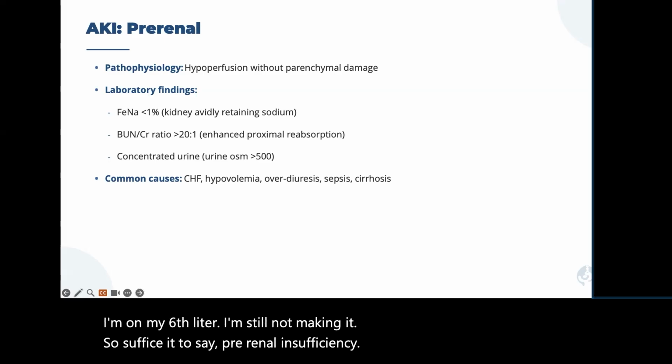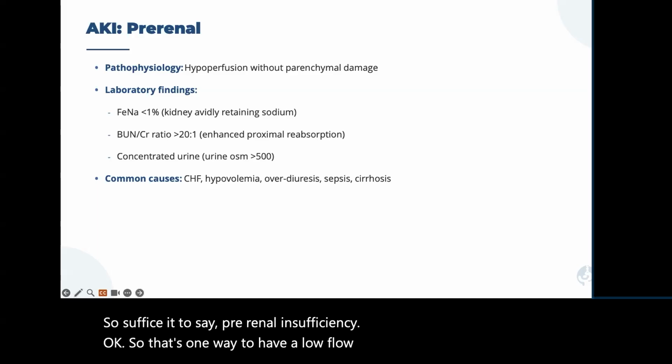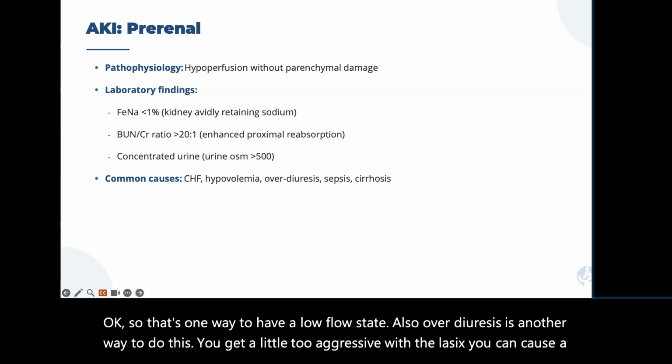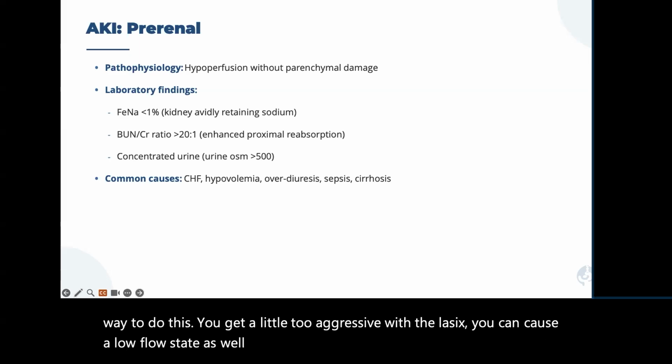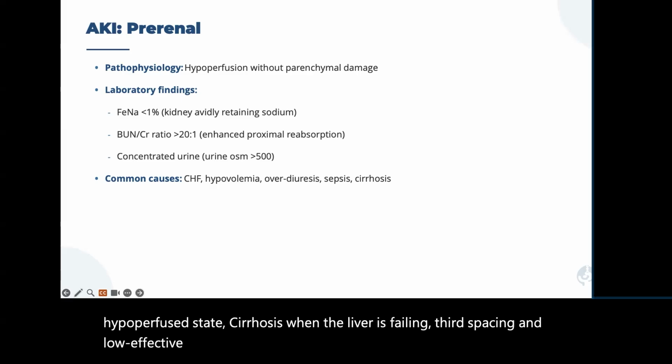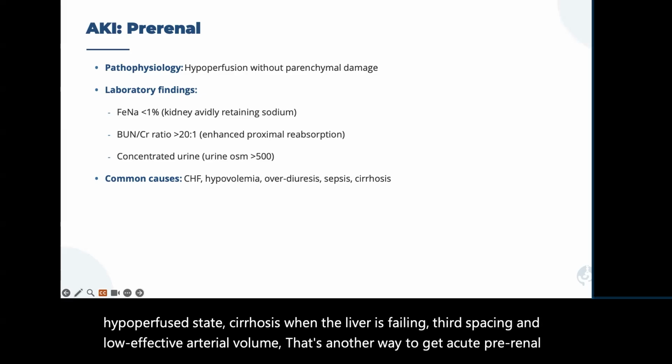Okay, so that's one way to have a low flow state. Also, overdiuresis is another way to do this. You get a little too aggressive with the Lasix, you can cause a low flow state as well. Sepsis, obviously, you're in a distributive hypoperfused state. Cirrhosis, when the liver's failing, third spacing, and low effective arterial volume. That's another way to get acute prerenal insufficiency here.